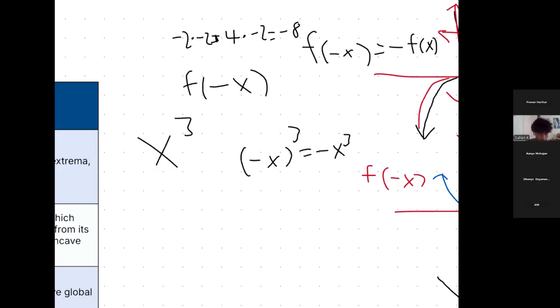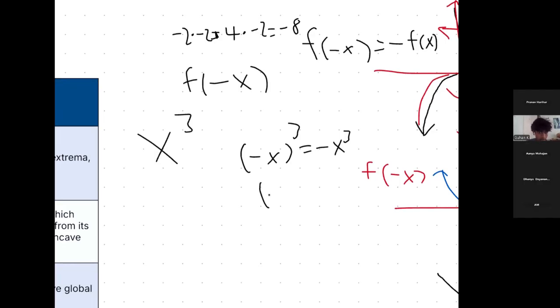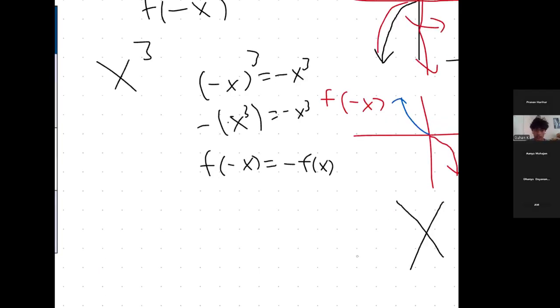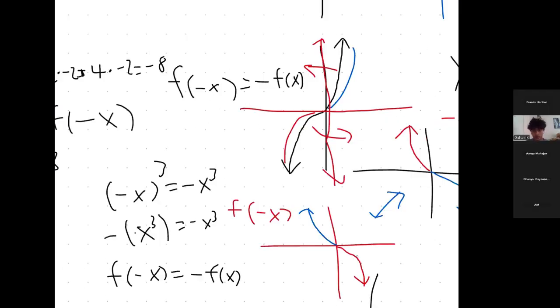Now, if we look at negative f of x, which is negative x cubed, that also equals negative x cubed. So therefore, f of negative x, which is negative x cubed, and negative f of x, which is also negative x cubed, are equal. So therefore, we've proved that it's an odd function. Also, any questions on that? I know there's a lot of lines and different stuff on your screen right now.